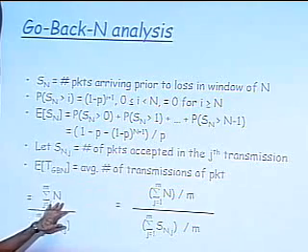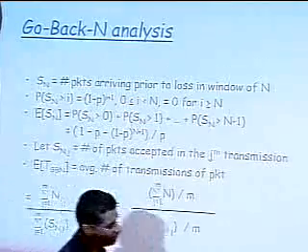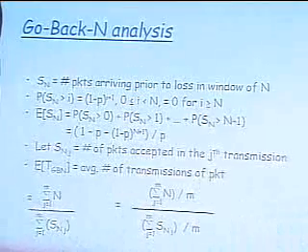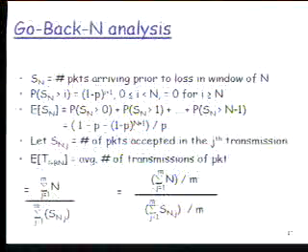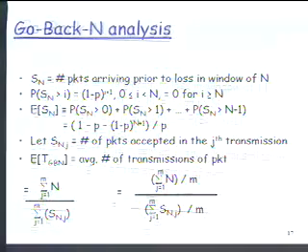M times n, right? You have m rounds. In each round you're sending out n packets. You have one round, you send out n packets, another round you send n packets. So the number of total packets, if you have gone through m rounds, is m times n.